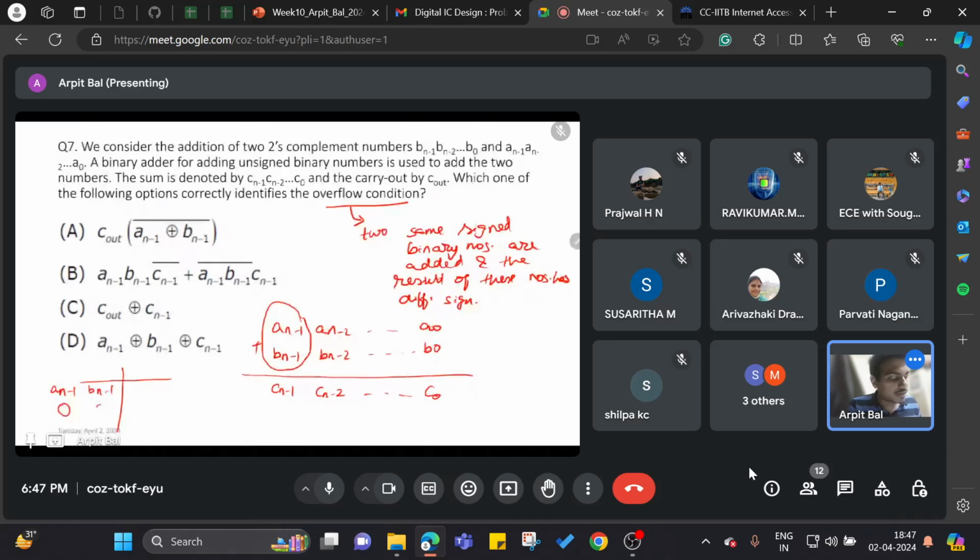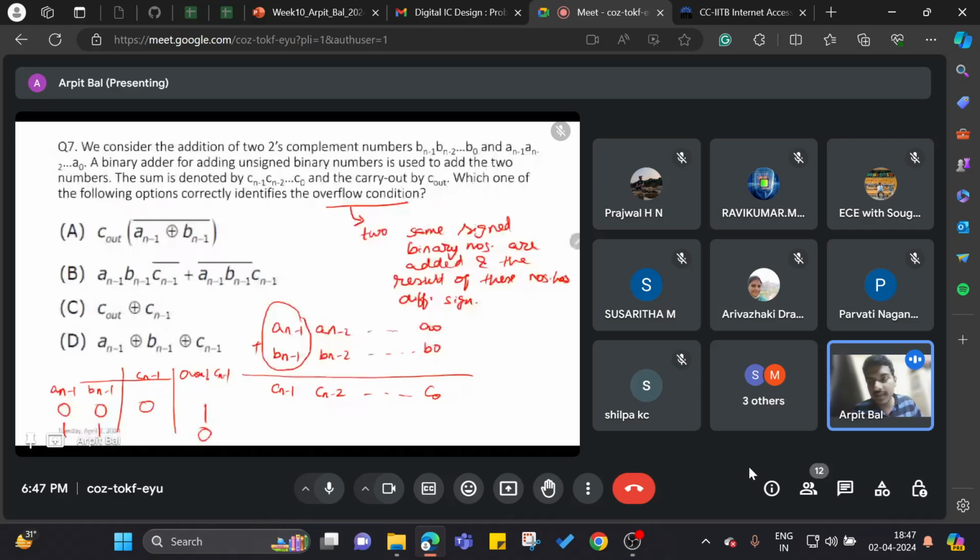Let's say both these numbers are positive. Can someone tell me what should be my Cn minus 1? Zero. Yeah, ideally it should be 0. But if there is an overflow, it will be 1. Similarly, if my An minus 1 is 1 and Bn minus 1 is 1, ideally it is 1, but in case of overflow it is 0.